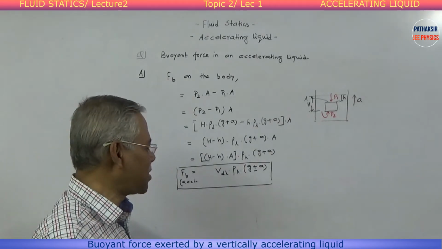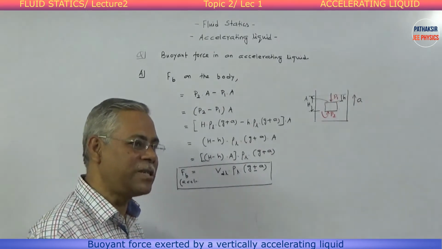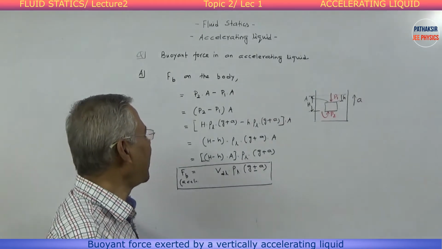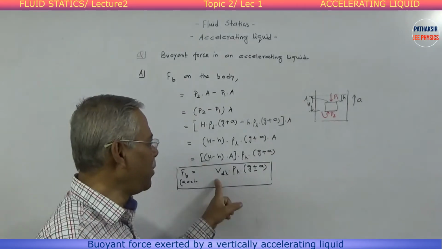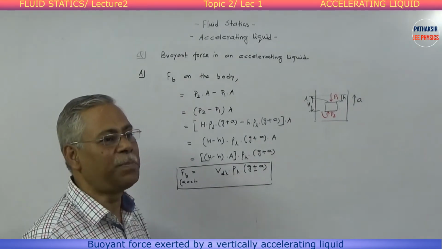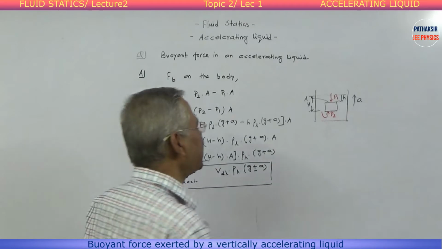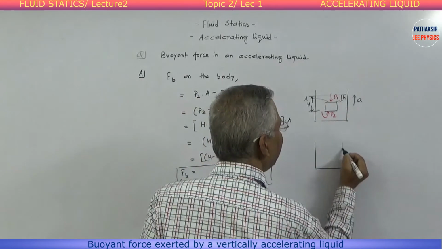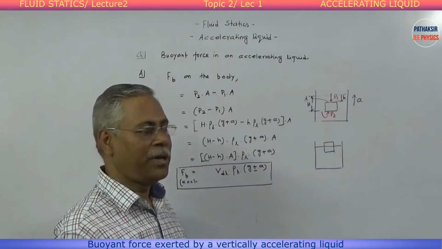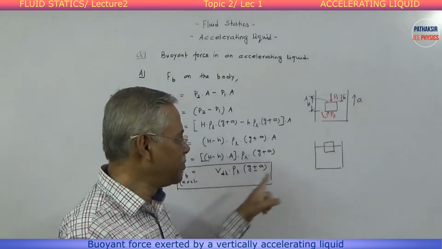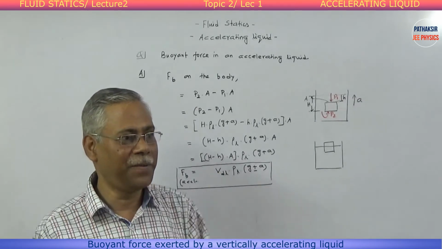If the body is fully immersed, then the volume of the body and the volume of displaced liquid are the same. Otherwise, buoyant force equals volume of displaced liquid into rho L into g, here g plus or minus a. If the body is not fully immersed, for example floating in this state, how much buoyant force is acting on it? We use the volume of displaced liquid, because it has displaced some liquid: volume of that into density of liquid into g plus or minus a.